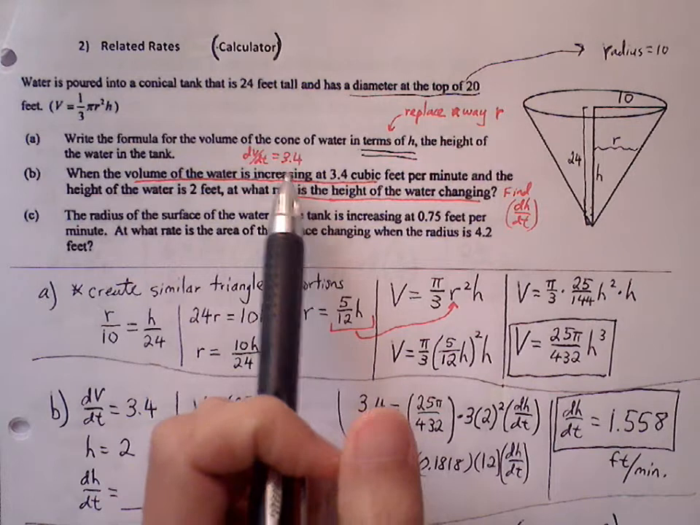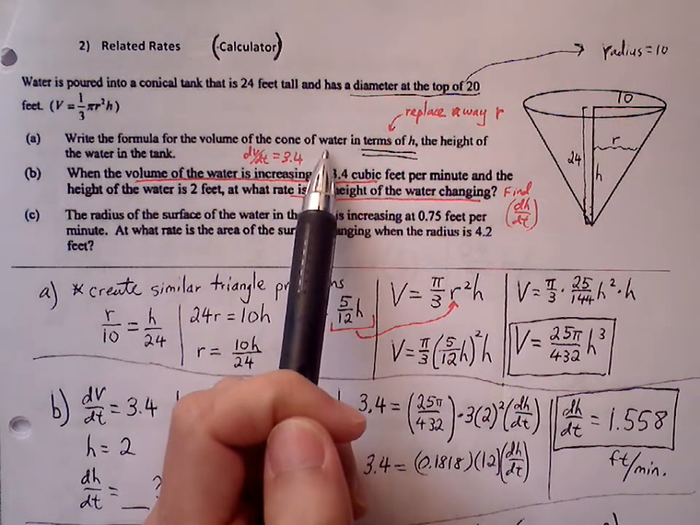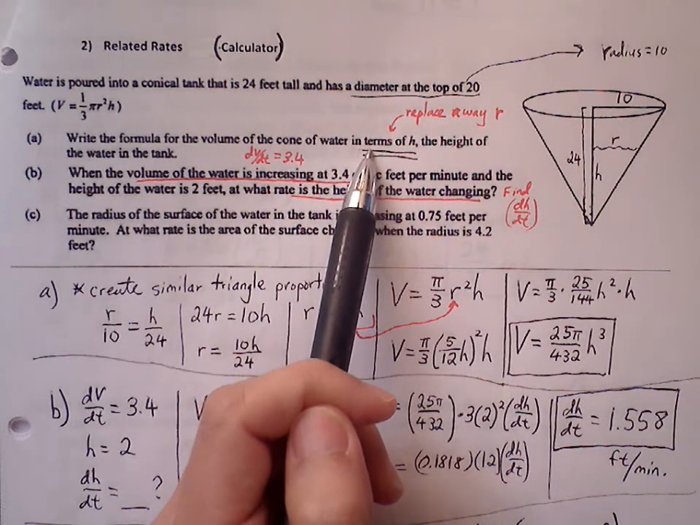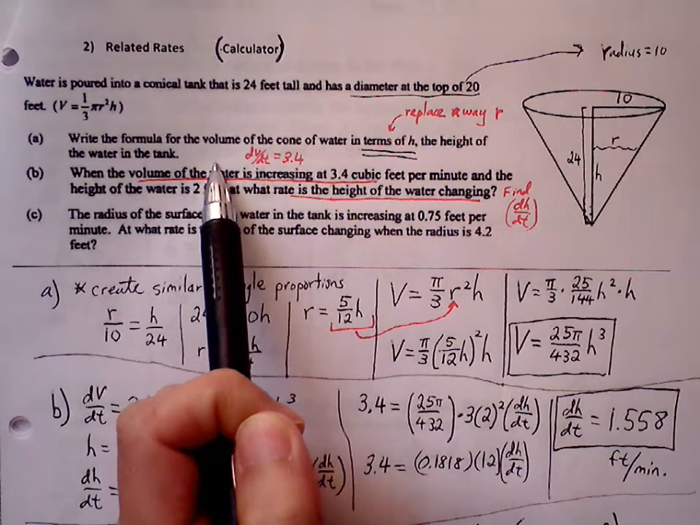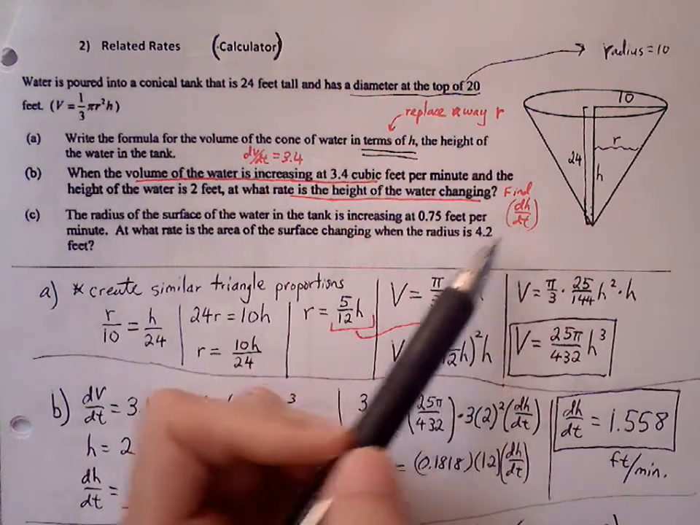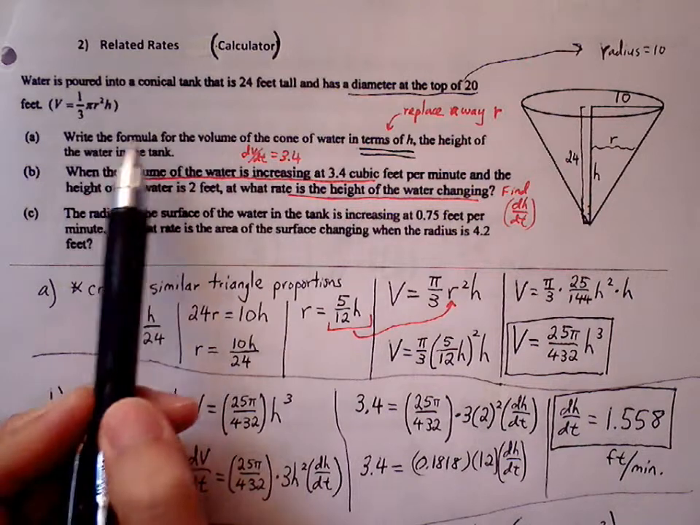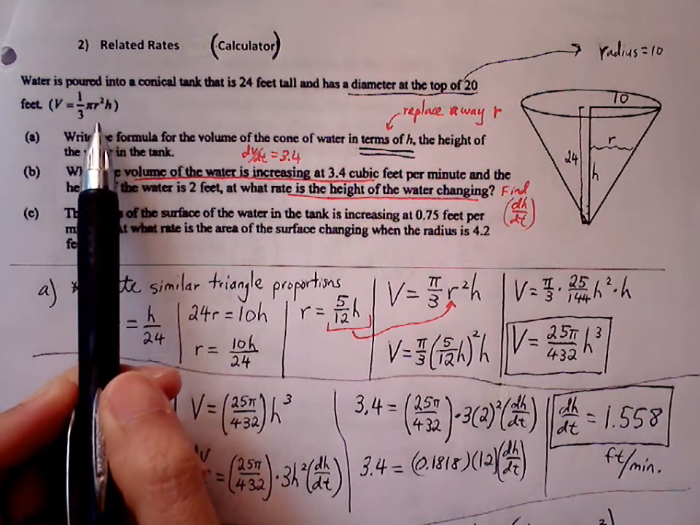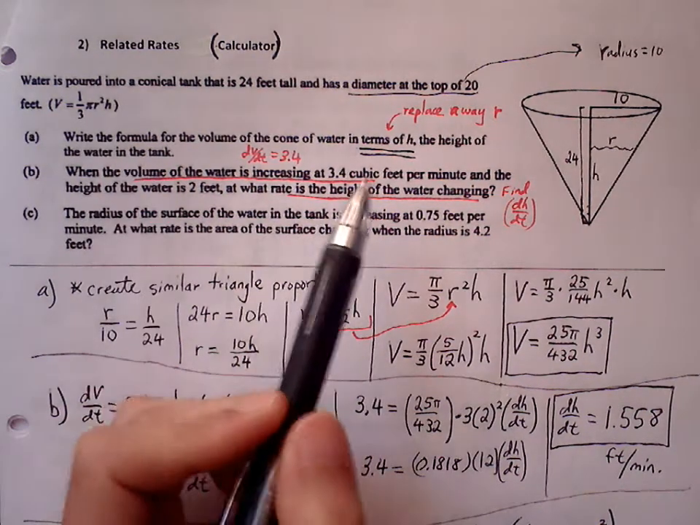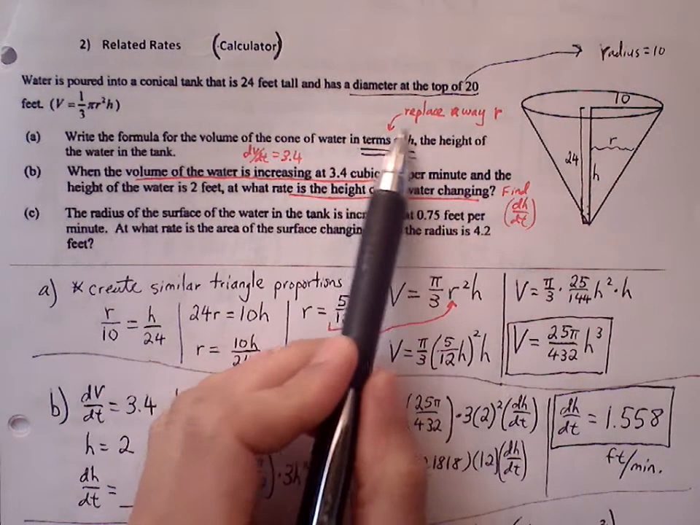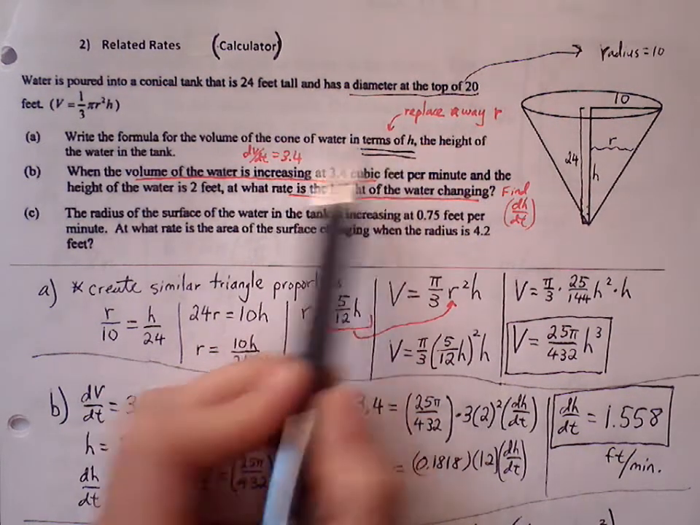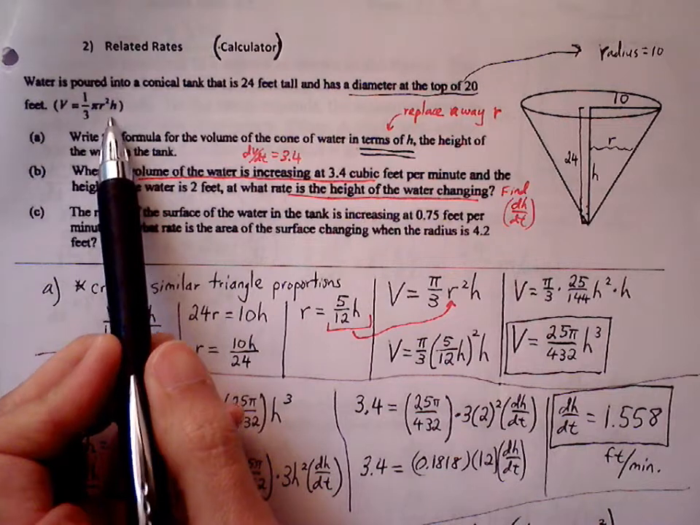Part A says write the formula for the volume of a cone of water in terms of H, the height of the water in the tank. So we know the volume equation is 1/3 pi r squared H, and we want to be able to get this equation in terms of H. That means we want to replace away the R.